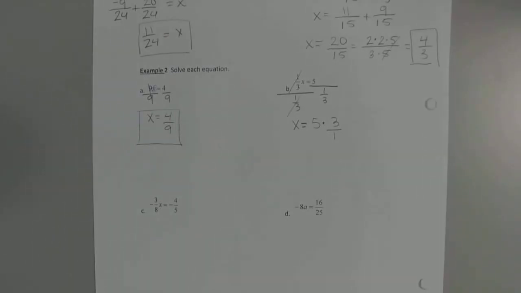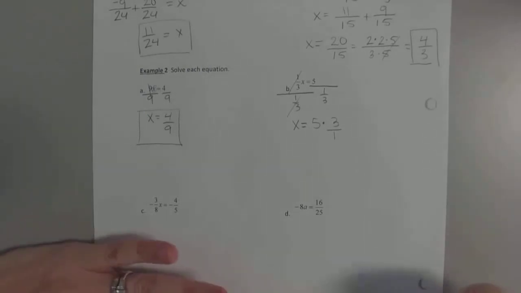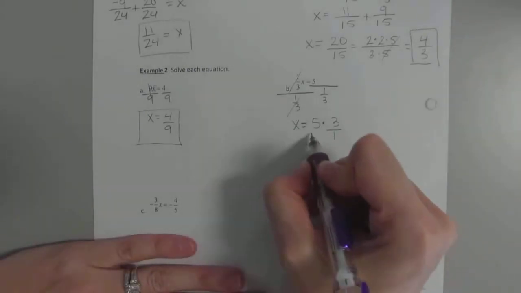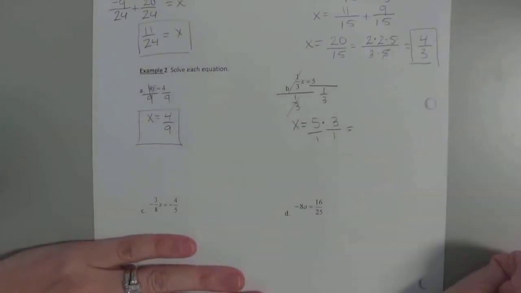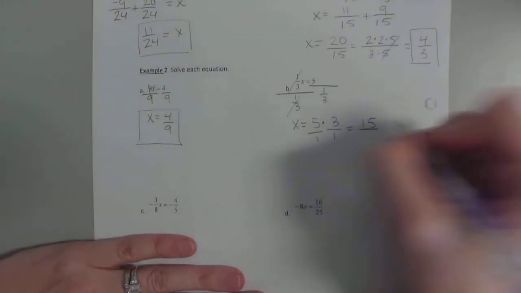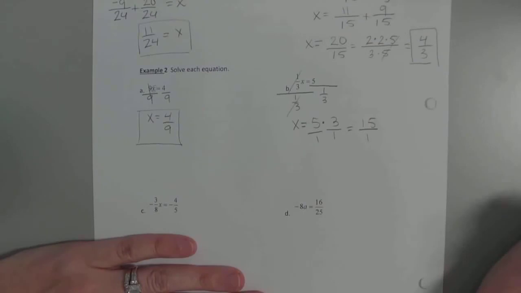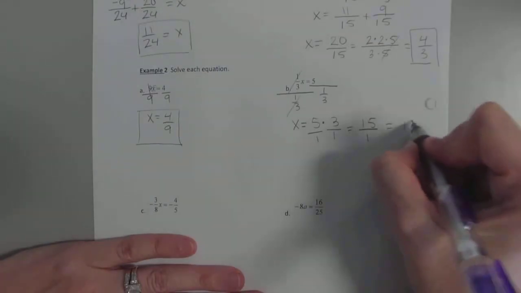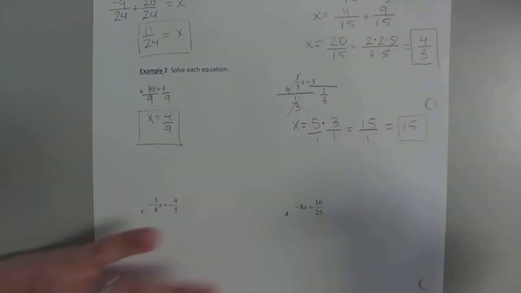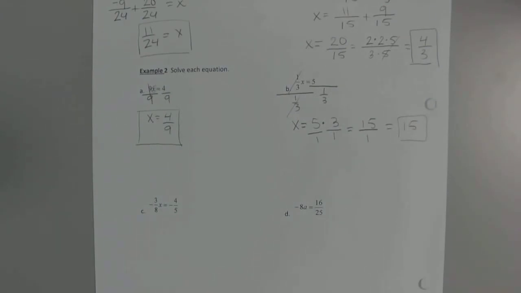Multiply by the reciprocal. Did I skip too many steps there? Is that okay if I go straight to the multiplication? Okay. When you divide by a fraction, you multiply by the flip. So what's 5 technically over right now? 1. So multiply straight across the top. What's 5 times 3? 15. What's 1 times 1? 1. But what's our final answer going to be?